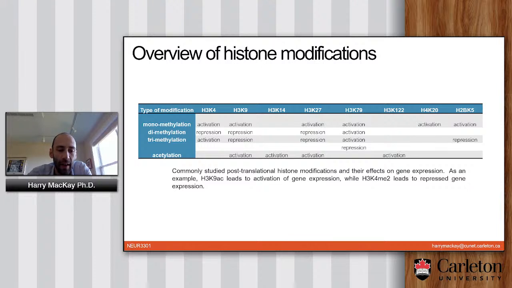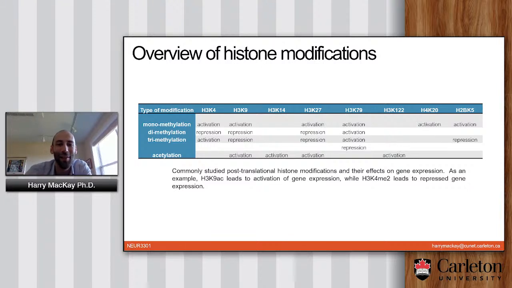So I've given you here a table that shows all the different modifications, and I assure you I don't want you to memorize this. I just want to give it to you as a symbol, or to give you a sense of how complicated this all is and how many factors are involved here. There's all kinds of different modifications, and they all tend to have different effects. So don't worry about it too much.